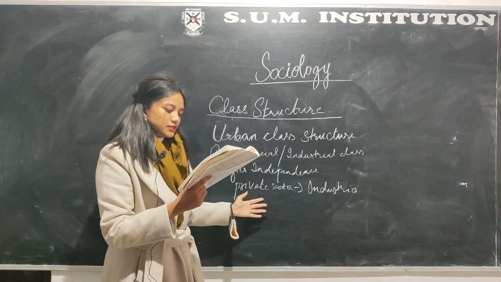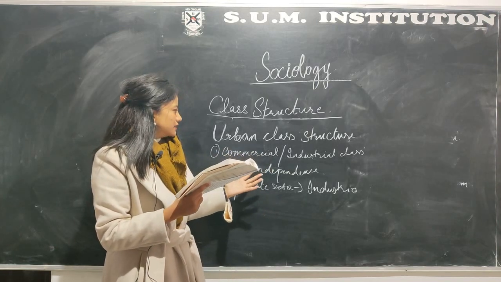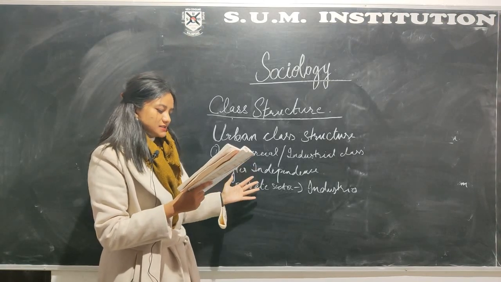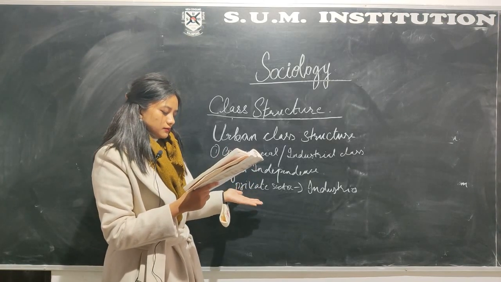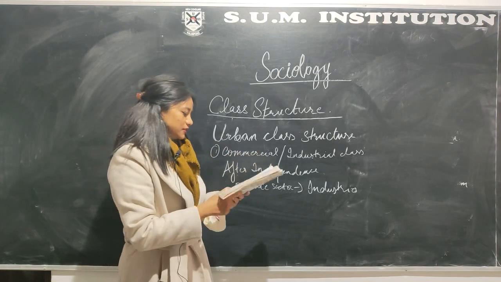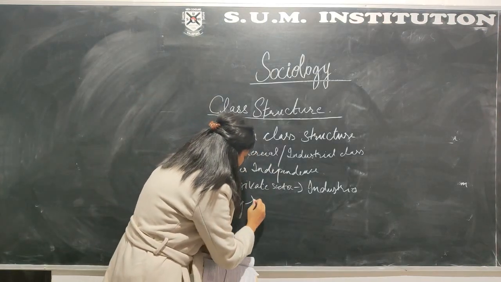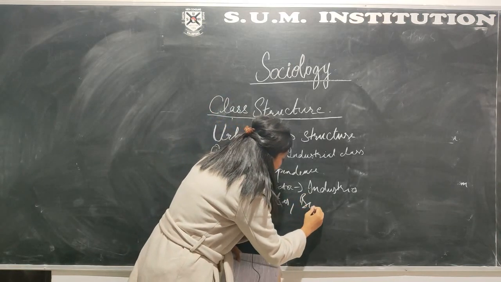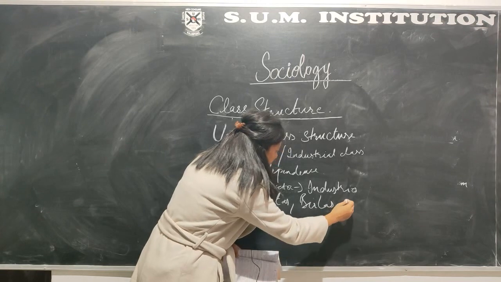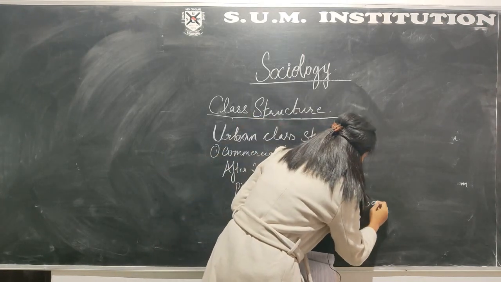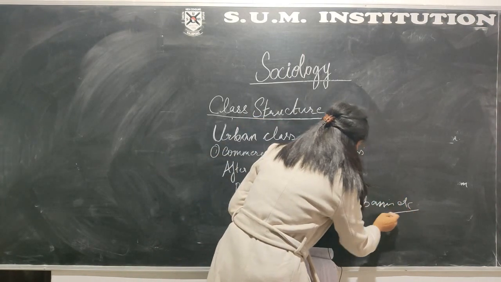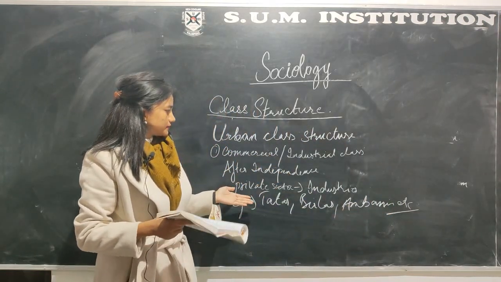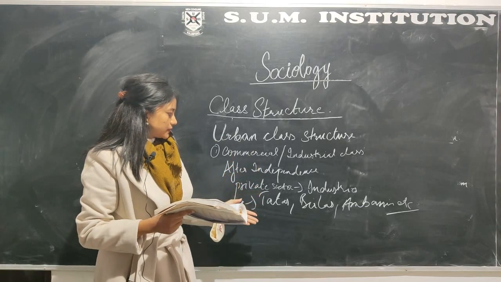Okay, so they were heavy industrialists and commercial classes. For example, you can see industrialists in India are the Tatas, Birlas, Ambanis, etc. So commercial classes means the industrialist classes who are on the top.